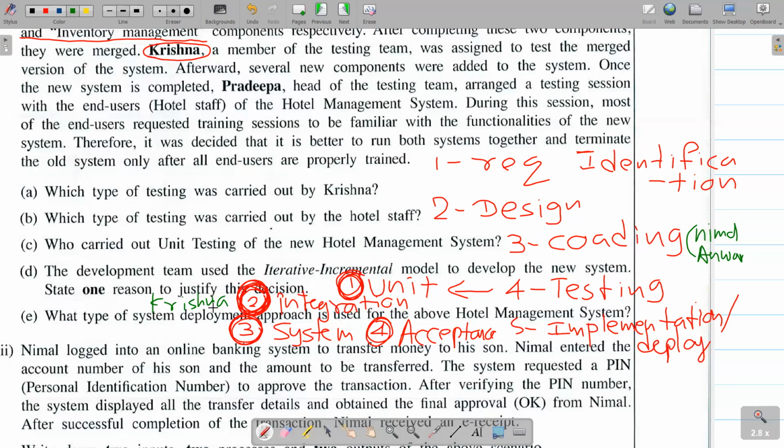Right. Then it says Pradeep, head of the testing team, arranged a testing session with the end users, the hotel staff of the hotel management system. During this session, most of the end users requested training sessions to be familiar with the functionalities of the new system. Therefore, it was decided that it is better to run both systems together and terminate the old system only after all end users are properly trained.